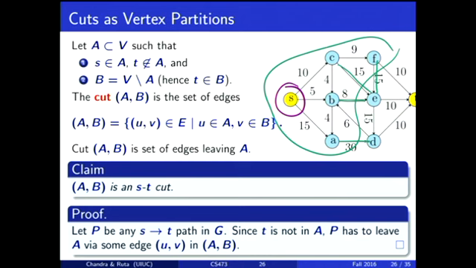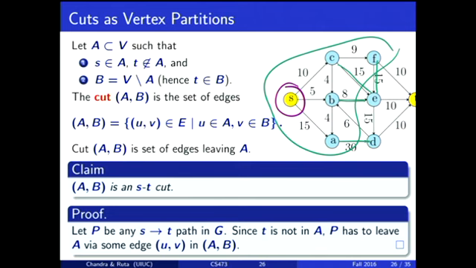If you remove all of them, clearly S gets disconnected from T, because there is no way for S to reach T since I removed all the ways of leaving that set. So another way of defining cuts is to think not of subsets of edges, but of subsets of vertices. It's a partition of the vertices into two sets A and B, where A contains S and B contains T. And the cut is the set of all edges leaving A. That's another way of thinking about cuts.